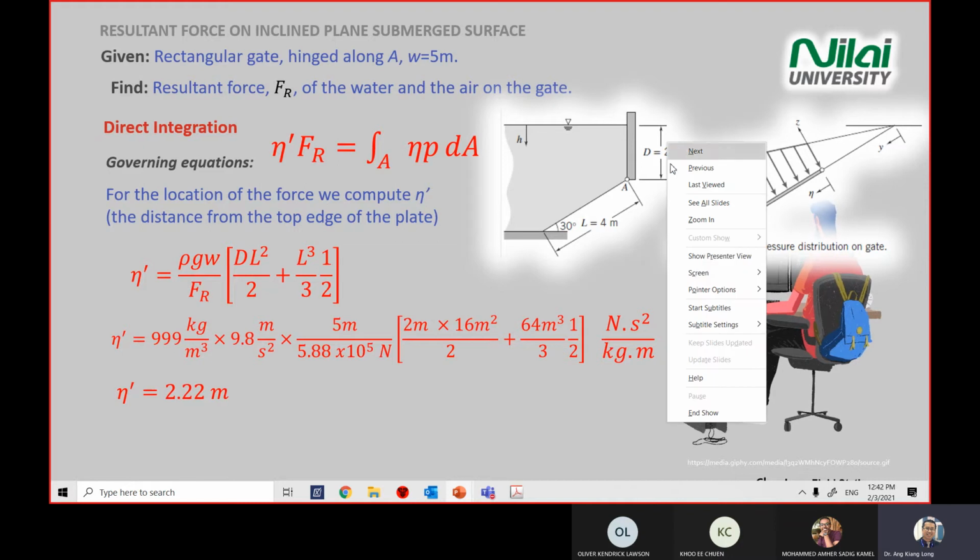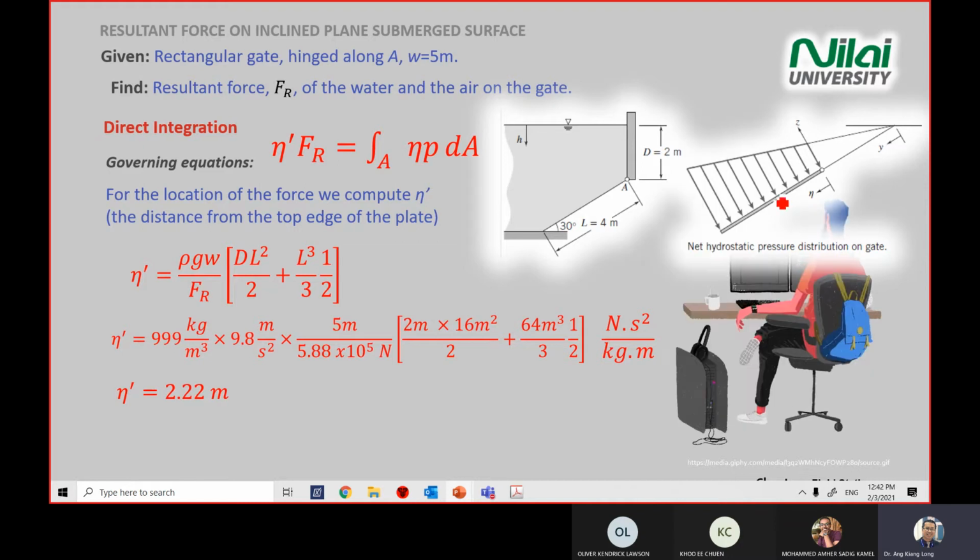N prime, you need to be careful. N prime is what we calculate from the hinge here. It is your A hinge here. Okay, so this is your N prime. And again, recall what your centroid is. If you need to calculate the centroid, it is always less than your N prime. All right, so I think this is quite straightforward.